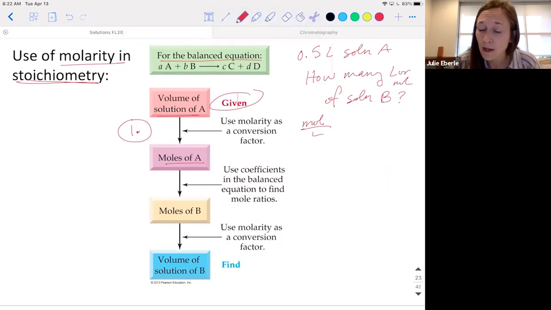I want to make a point. If you start out with liters, then you have no initial conversion you have to do, but if you're given a certain number of milliliters, you always have to convert that to liters first. All right, then you can use the molarity as a conversion factor.